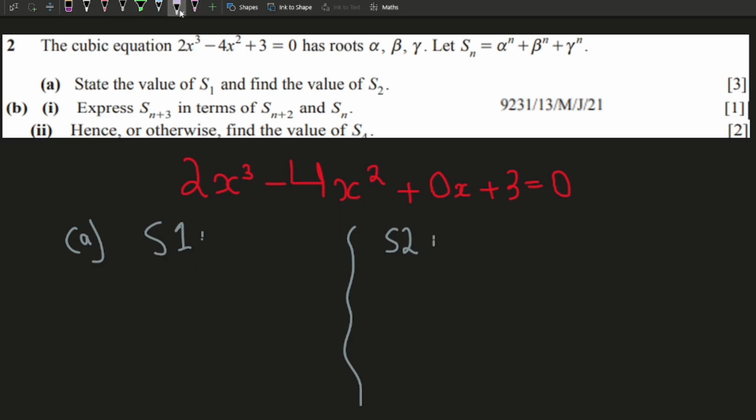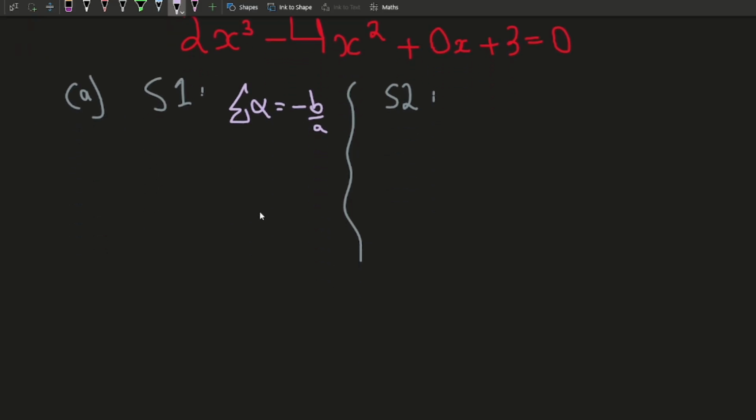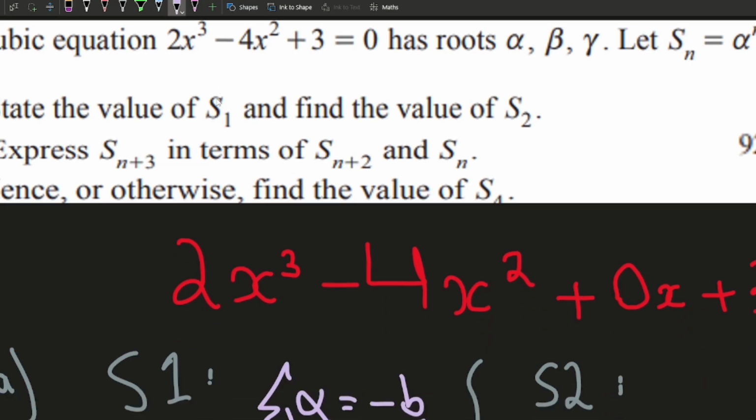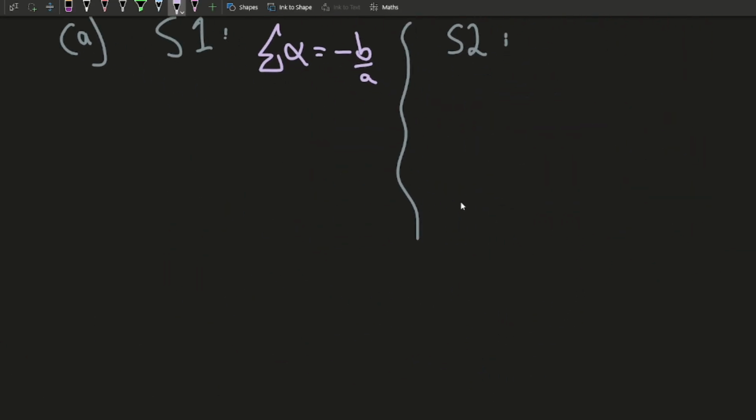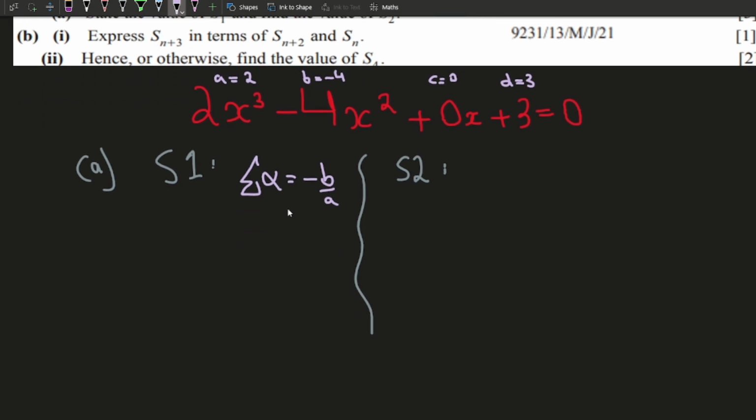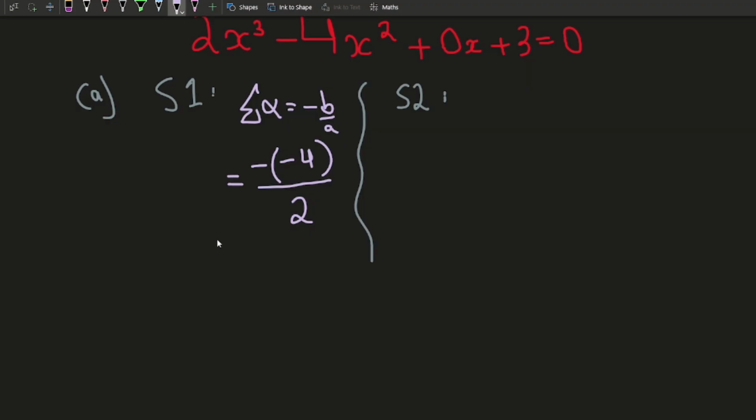Now we know that S1 is equals to the sum of roots. Okay, and the sum of roots is equals to minus b over a, right? So the value of b is minus 4, a is 2, c is 0, and d is 3. Okay, so this will be minus 4 being multiplied by minus and divided by 2. So the value of S1 would be positive 2.